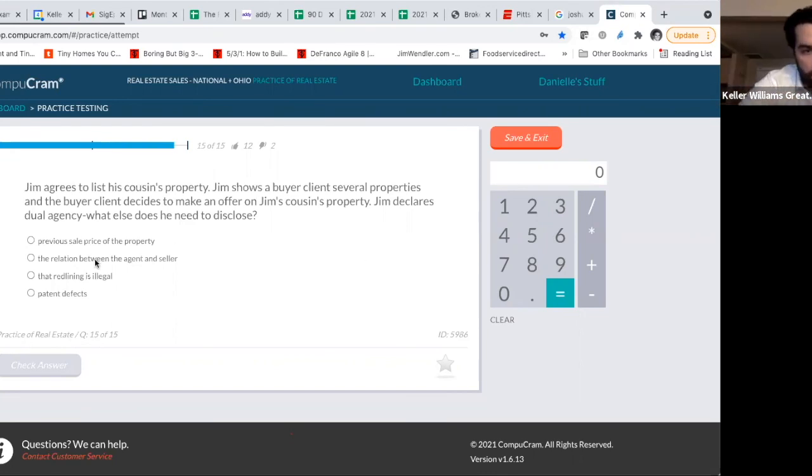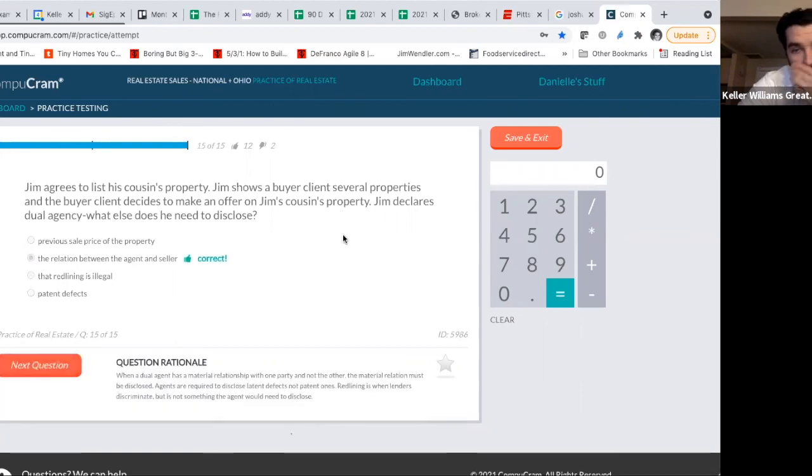All right, seeing the B's in the chat box again. That's going to be correct. A dual agent who has a material relationship with one party or the other must disclose it. You're only required to disclose latent defects, not patent ones. And the disclosure that redlining is illegal is irrelevant here.